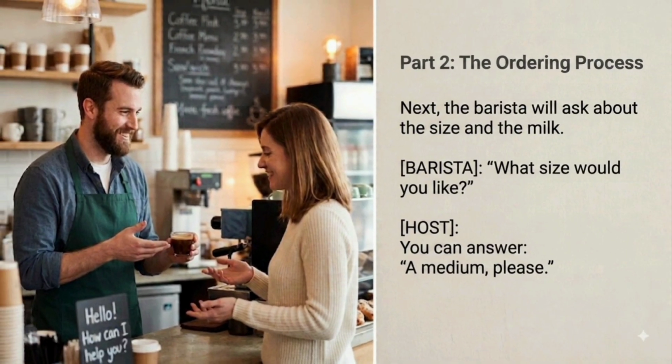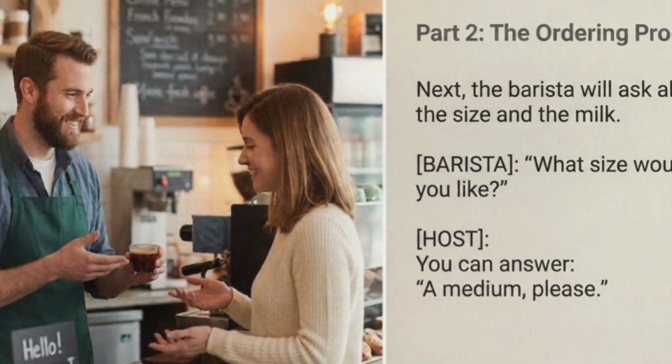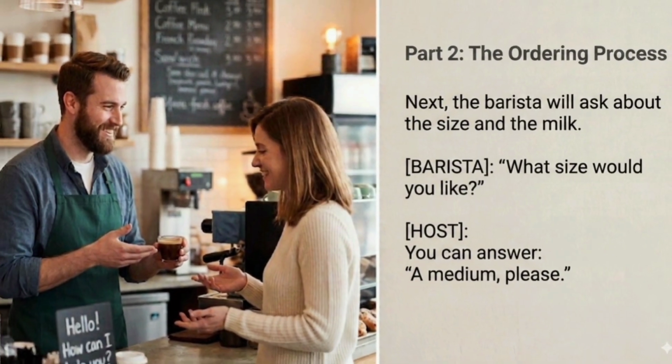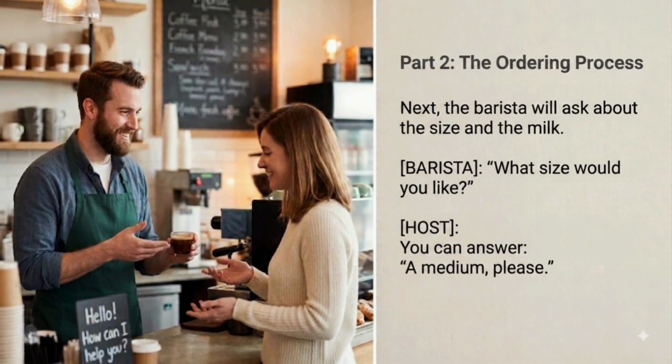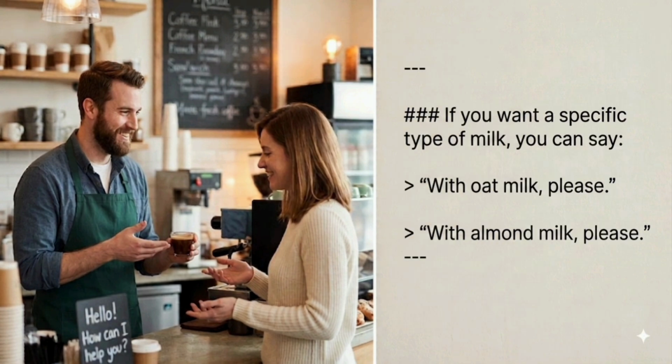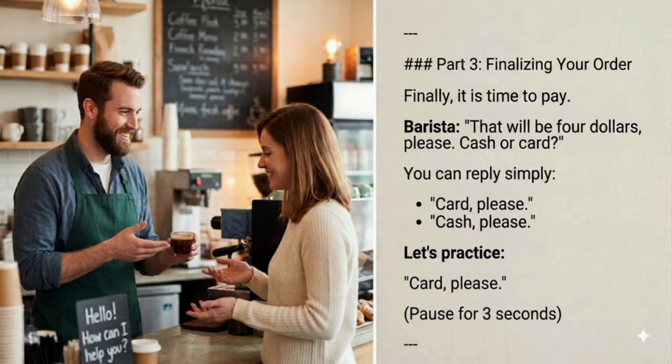Part 2, choosing the details next. The barista will ask about the size and the milk. What size would you like? You can answer, "A medium, please." If you want a specific type of milk, you can say, "With oat milk, please." "With almond milk, please."